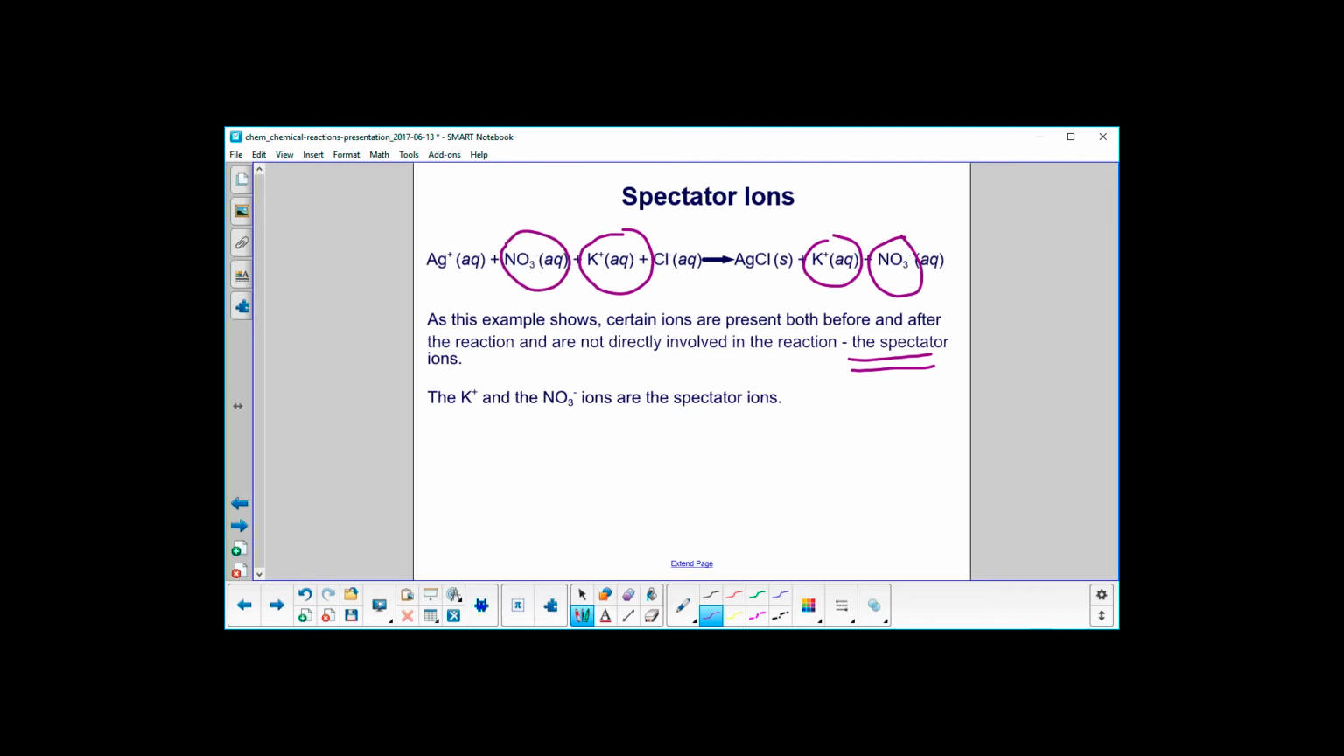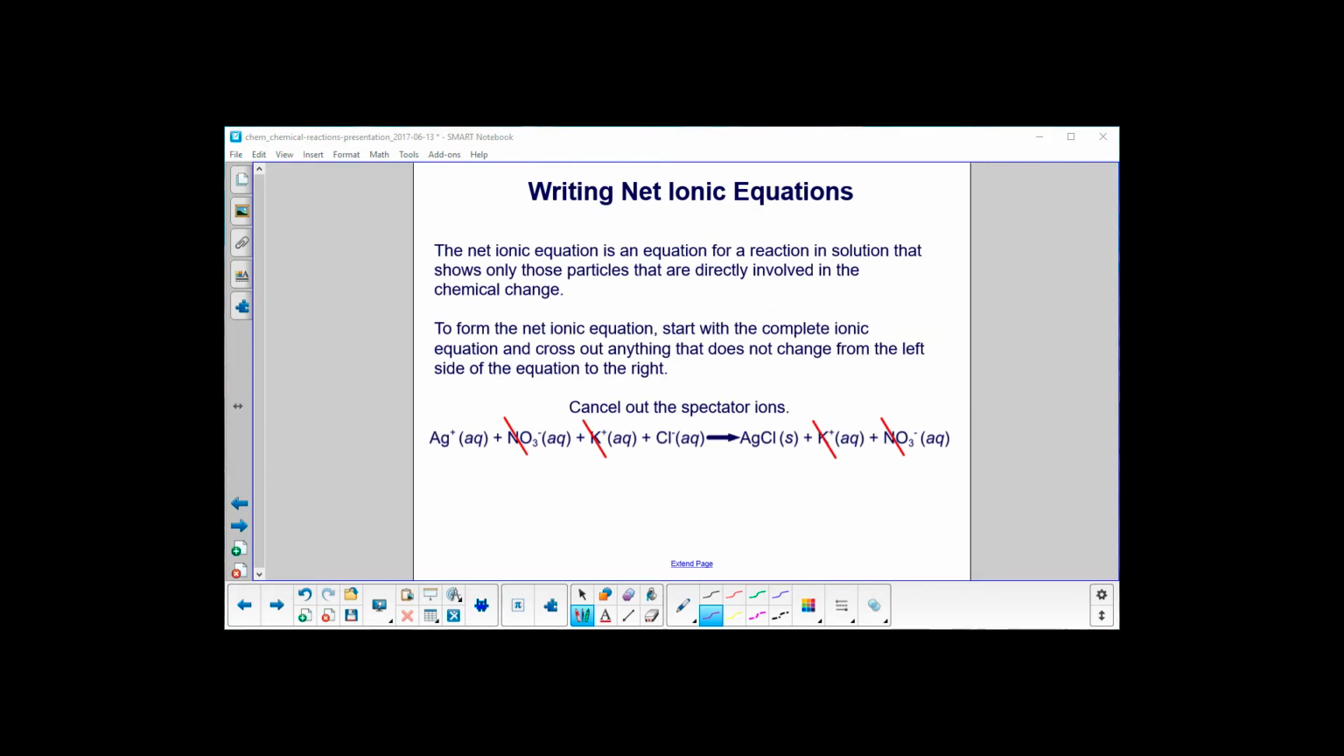are spectator ions. And a cute way of looking at this is if you're doing math and you have the same number on either side of the equal sign, you just cancel them out. Same type of concept works here. Summarizing, the net ionic equation, right here, is an equation for a reaction in solution that only shows the particles that are directly involved in the chemical change.